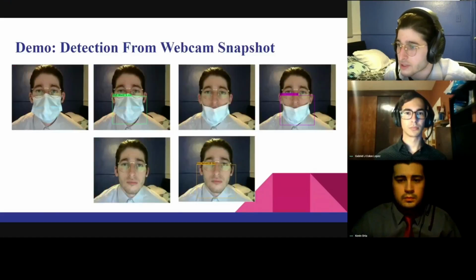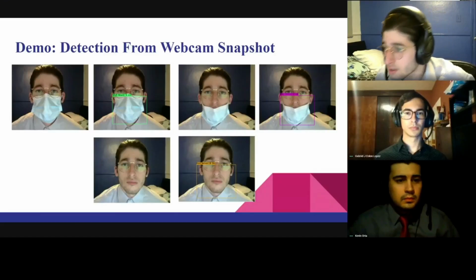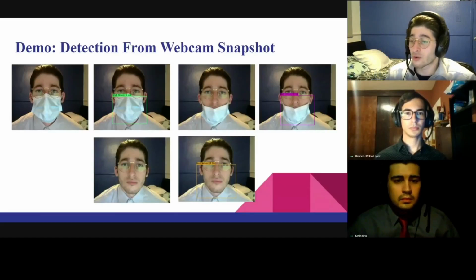Here we have the detection from webcam photos taken of myself. On the top left corner, we have the correctly worn face mask. As you can see, the face mask is surrounded by the bounding box, the region of interest. On the top right corner, we have an incorrectly worn face mask, and on the bottom, we have no face mask worn.